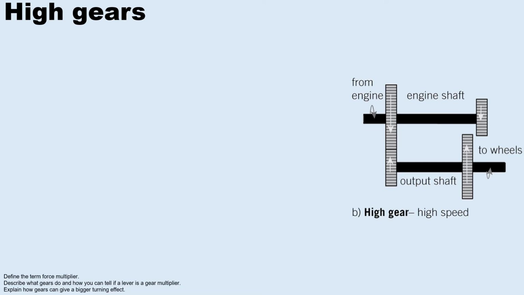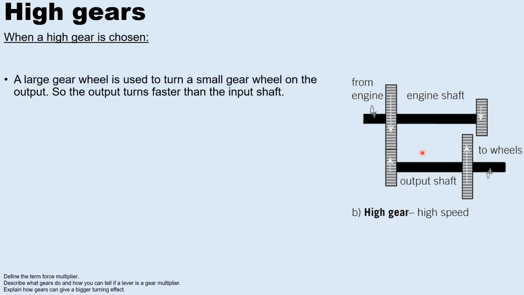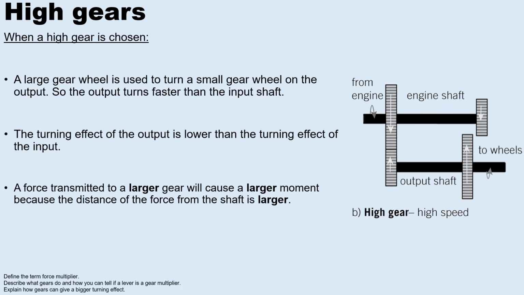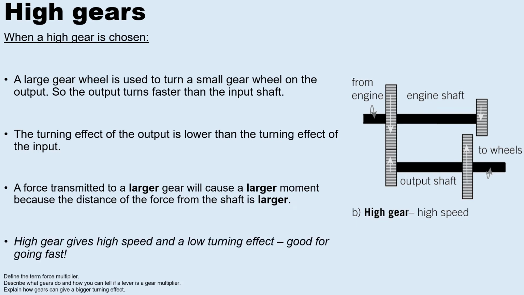So high gears are the opposite. So you have the opposite way around. When a high gear is chosen, a large gear wheel is used to turn a small gear wheel on the output. So the output turns faster than the input shaft. So the output shaft here turns faster than this one here. So the turning effect of the output is lower than the turning effect of the input. This means that a force transmitted to a larger gear will cause a larger movement because the distance of the force from the shaft is larger. And that ultimately means that a high gear gives high speed and a low turning effect, which is good for going fast.